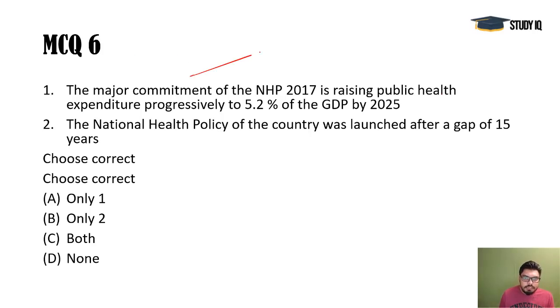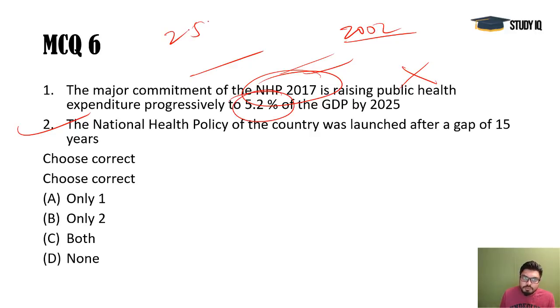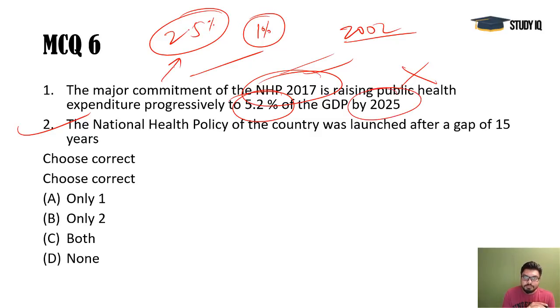Next, major commitment to the National Health Policy. In 17 the policy came; the last policy was in 2002. So the second option is correct. The first one is wrong, because it is not 5.2%. We are targeting just 2.5%, because it's a shameful condition for a big country like India. Only 1% is the present expenditure of the GDP. Really, it's a shocking thing, but it's true. It is not even 1% sometimes, less than 1% is our expenditure out of GDP, and we are targeting 2.5% for 2025.